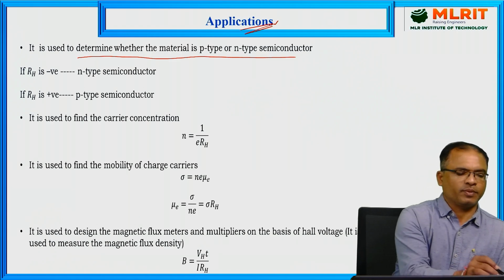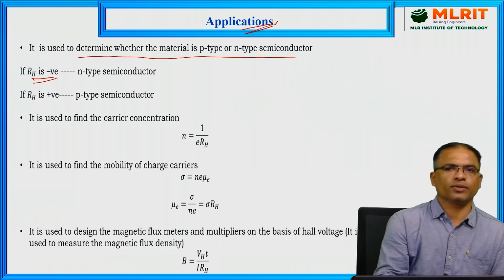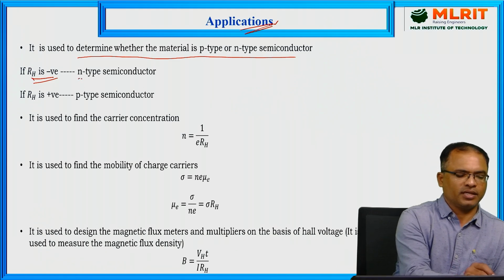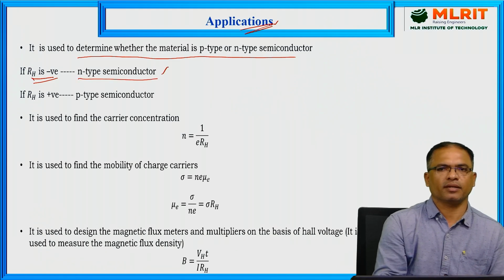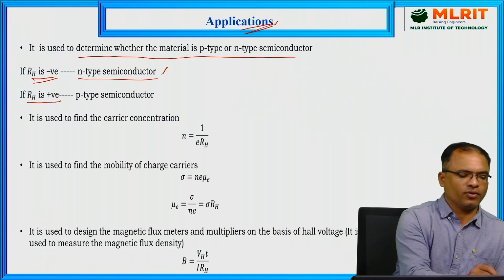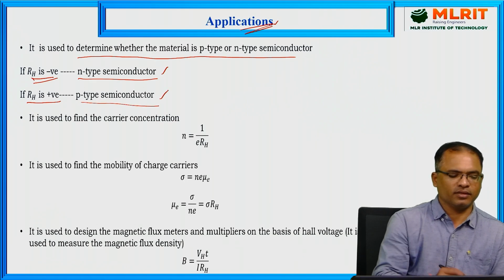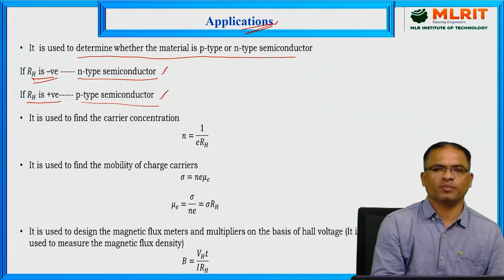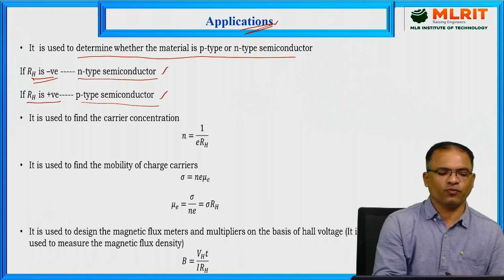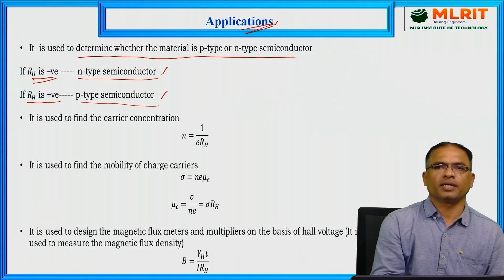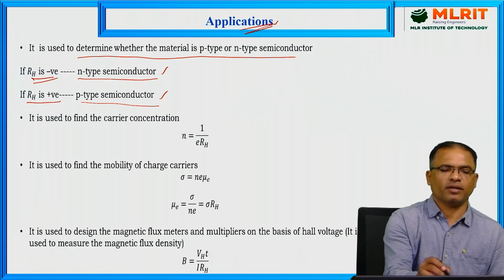After doing the experiment, if we get the Hall coefficient as negative, then we can say that it's an n-type semiconductor, and if the Hall coefficient is positive, then we can say that it is a p-type semiconductor. That is the first and foremost application of Hall effect. We can determine the type of semiconductor, whether it is p-type or n-type.